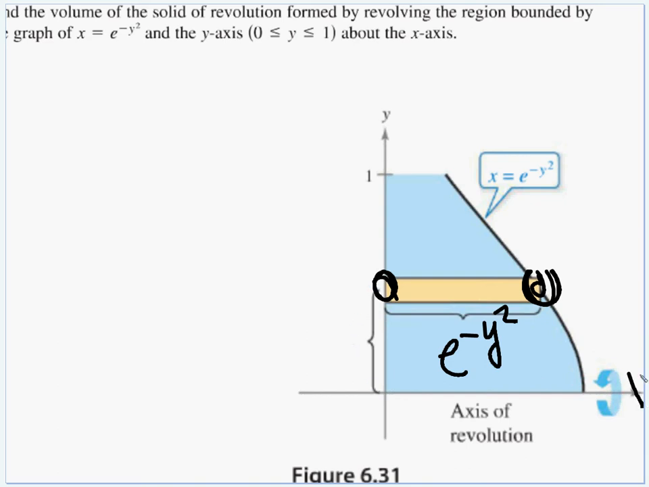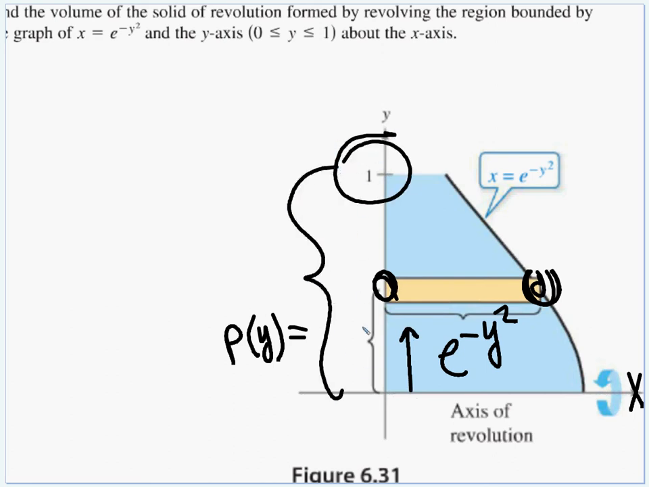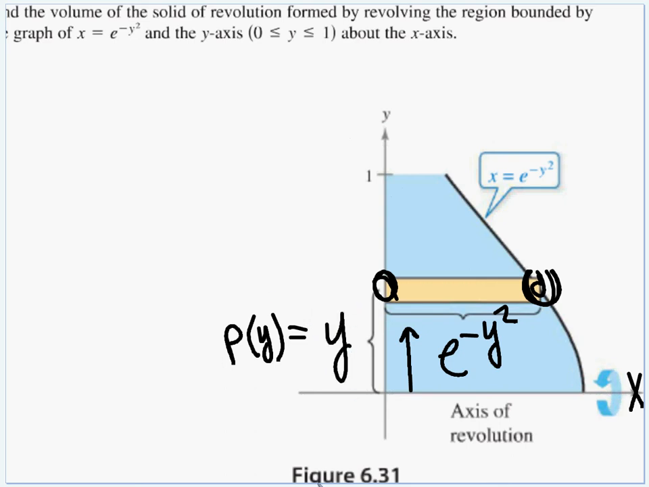And then here is our distance away from our axis of rotation. Well, if we're rotating around the x, we are looking for our p of y, that is our distance away from the axis of rotation. And just like we saw in the last example, our distance away from the x-axis is just some number on the y-coordinate. If I'm right here, I am 1 unit away from my x-axis, and that also happens to be my distance away from the axis of rotation. It's just a 1. So p of y is just equal to y.